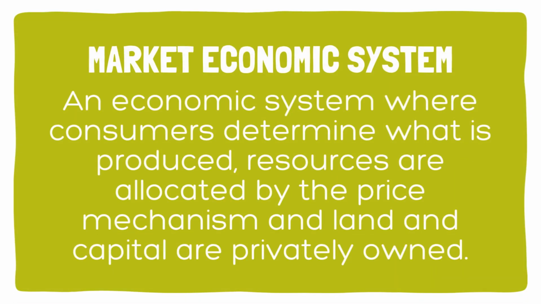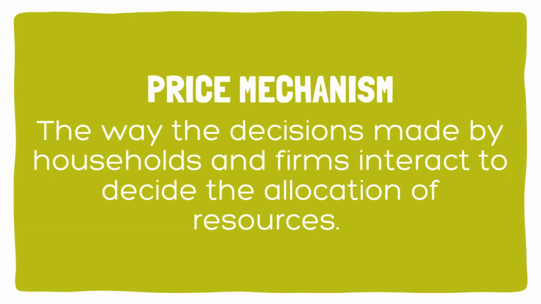Market economic system is an economic system where consumers determine what is produced, resources are allocated by the price mechanism, and land and capital are privately owned. The price mechanism is the way the decisions made by households and firms interact to decide the allocation of resources.